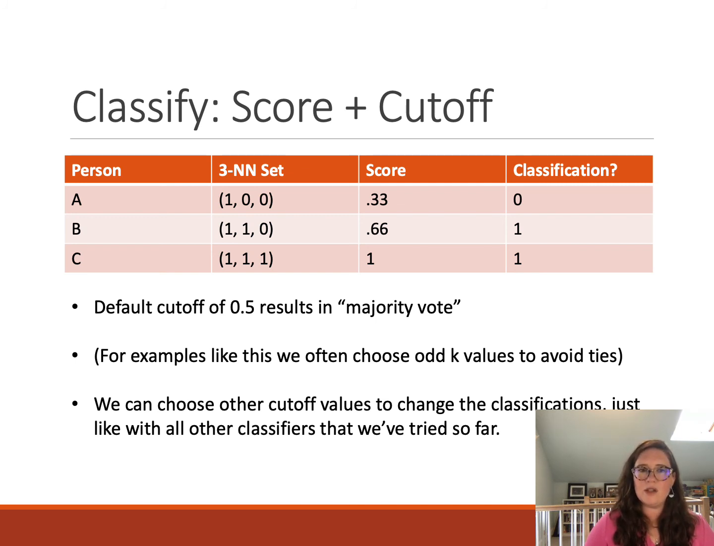We can also choose other cutoff values to change the classifications, just like with other classifiers. If I increased the cutoff to 0.75, then point B would no longer have a predicted classification of 1. If I decreased it to 0.25, that would change person A's classification from 0 to 1. So we can change the classifications by changing the cutoff, just like we have with trees and logistic regression.